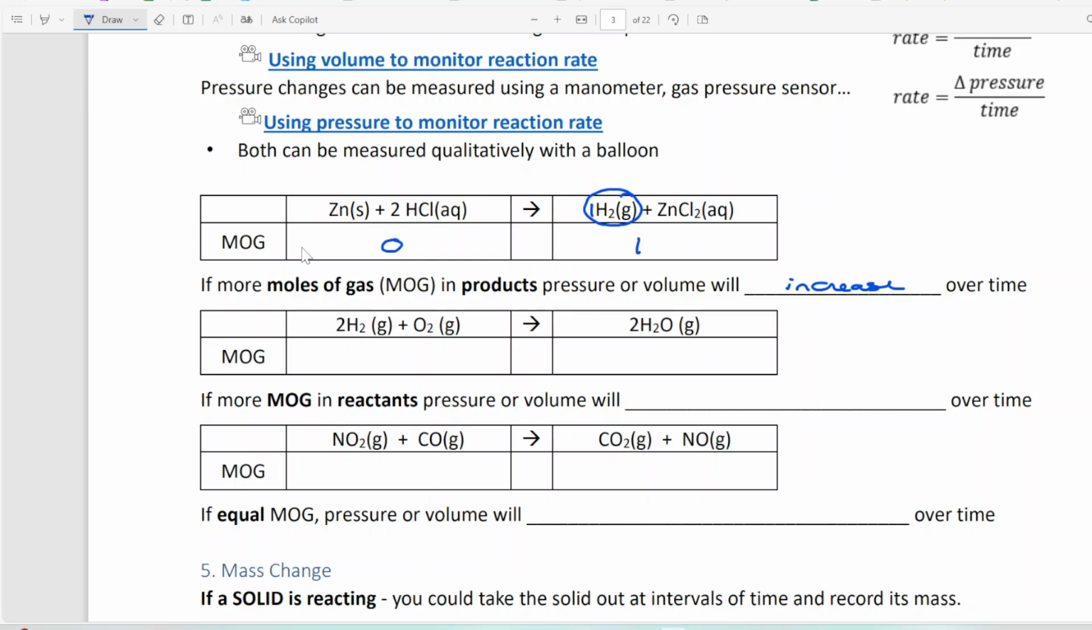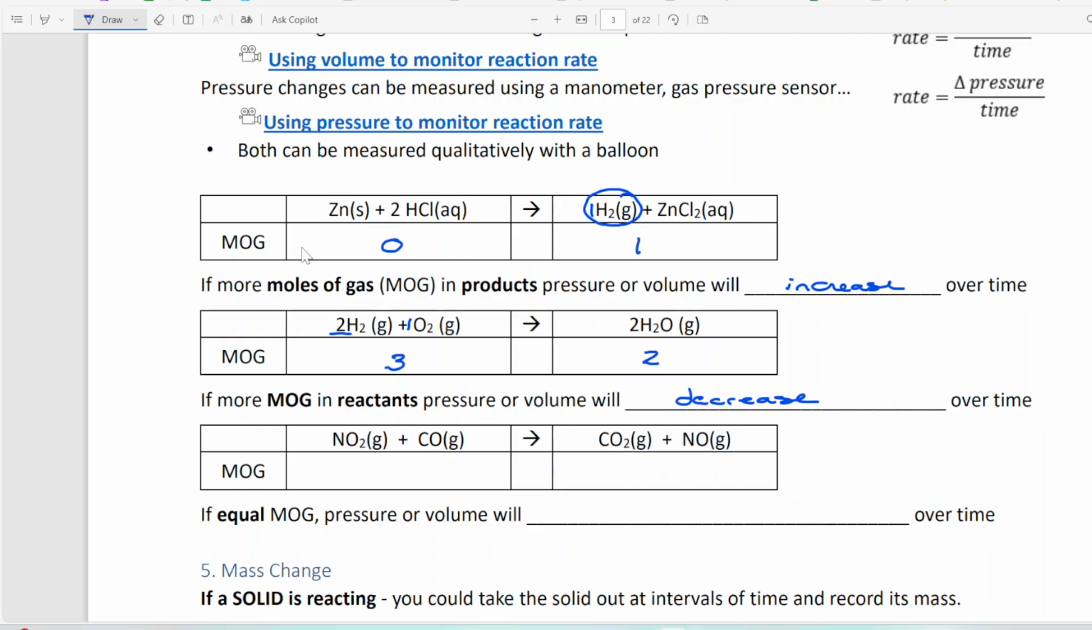Whereas looking at the second one, on the left-hand side, we have 1, 2, 3 moles of gas on the reactant side. And on the product side, we have 2 moles of gas. So for this one, there's more moles of gas in your reactants. So your pressure or volume would do what? Well, you're producing less gas than you started with. So your volume or pressure will decrease over time. But with both of these reactions, you could use pressure or volume to monitor the rate of reaction.